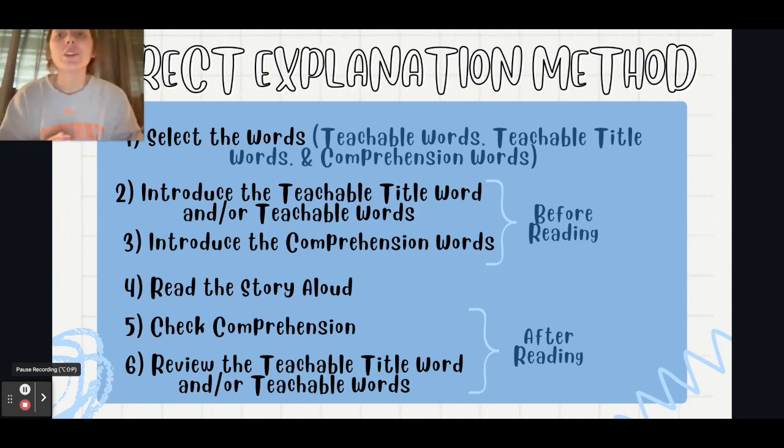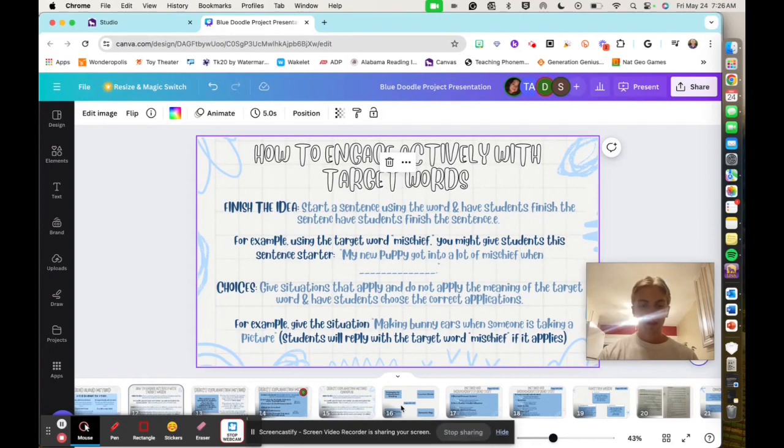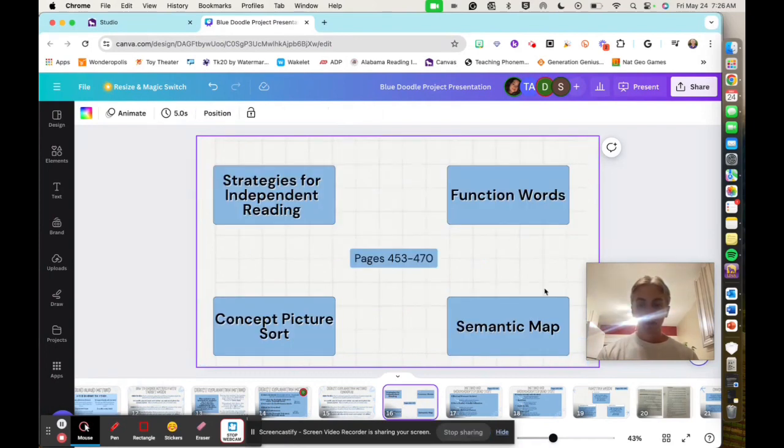Now Sam is going to talk to us about the final method mentioned in the book, the method for independently read text. All right, let me get my first slide pulled up. So I'll be covering 3 different topics, and we'll be working our way up to semantic maps, which will be covered in the next section. My first section will be strategies for independent reading. Function words will be my second one, and then a concept picture short.